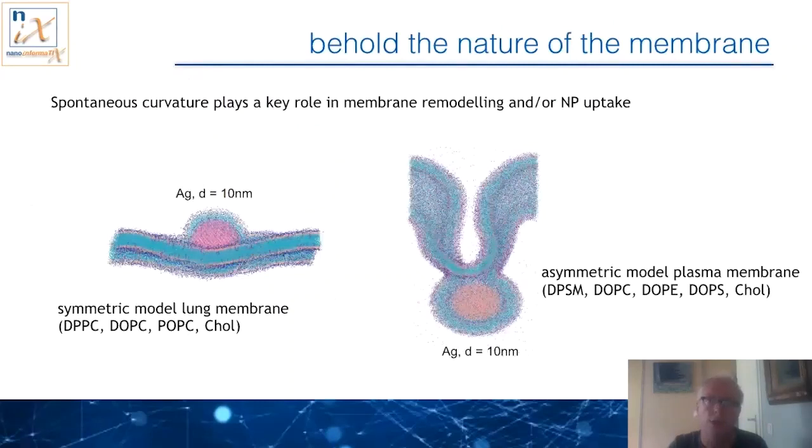So is the membrane important? So can you attribute everything to the nanoparticle? And this shows you that actually that is not the case. So if you look at a lung membrane and you take the same particle and you add it to an asymmetric model plasma membrane. So in the lung membrane, the lipid composition is symmetric over both leaflets. In the plasma membrane it is asymmetric, and what you see is the effect on the membrane of the nanoparticle is quite different. So this is also an attribute of the nanoparticle in terms of the effect on the environment.